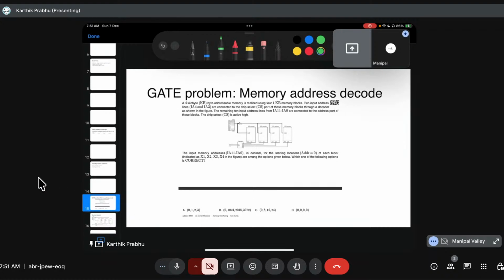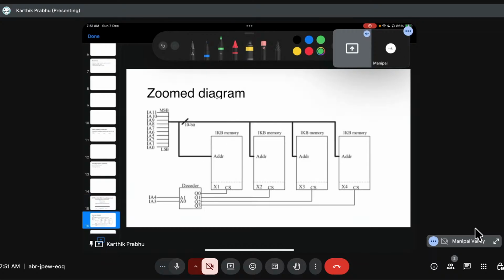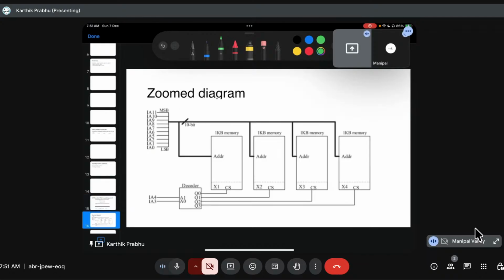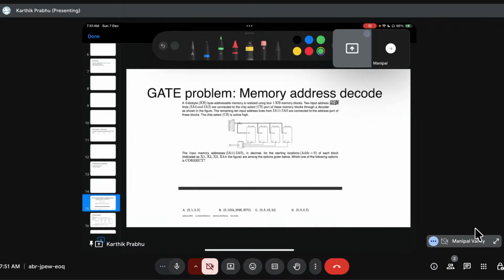So, two input address lines, 1A4 and... is it IA? Yeah, wait, let me give you the zoom diagram. Okay. Is it connected? It's visible, right? Yeah, it's visible. Just show the question.